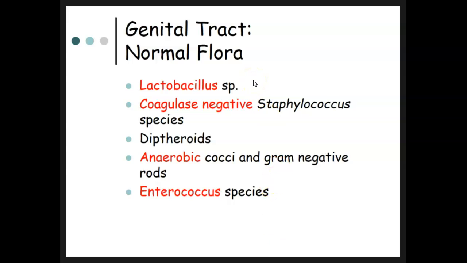Also, what's normal flora in the genital tract? And this is the female genital tract. Lactobacillus, coagulase-negative staph, diphthroids, anaerobic cocci or rods, and Enterococcus species can all be normal flora. And that concludes our chapter on genital tract infections.